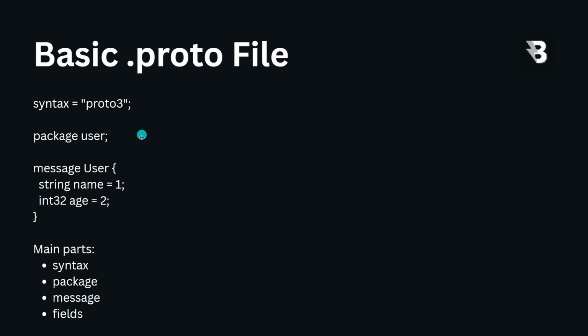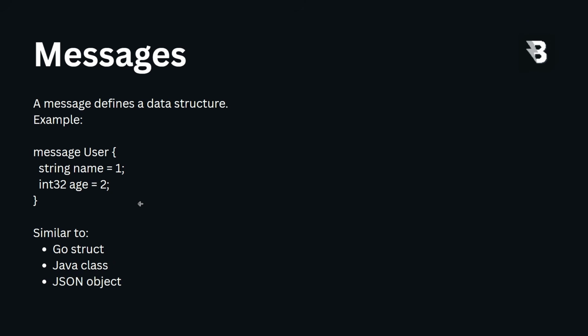Now let's dive deeper into this. Let's look at messages. Like I said, a message is a structure of data. For example, like we saw in the last slide, we had a User with string name and int32 age. It is very similar to a Go struct, a Java class, or a JSON object.